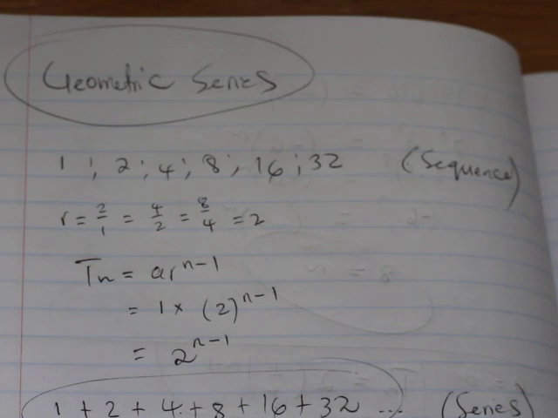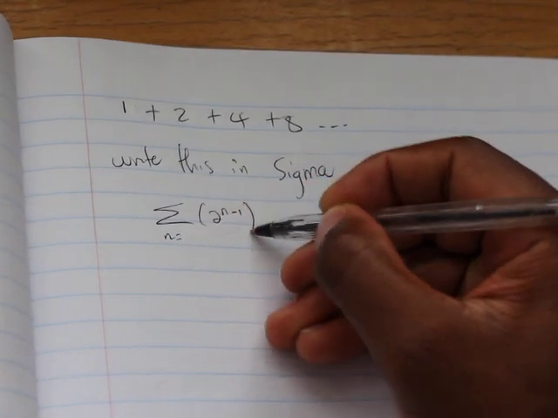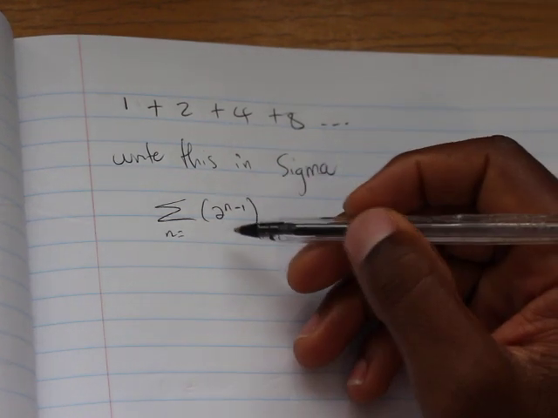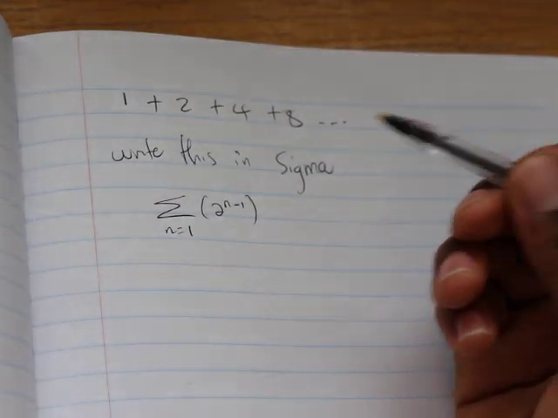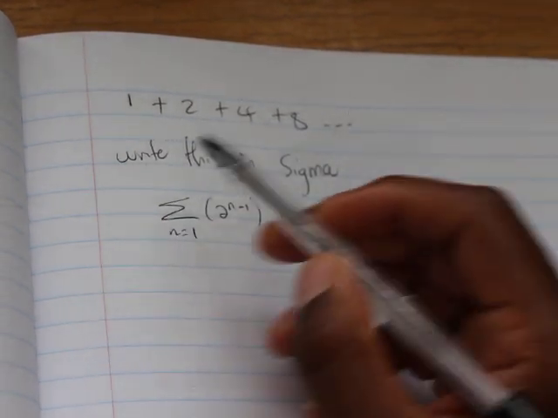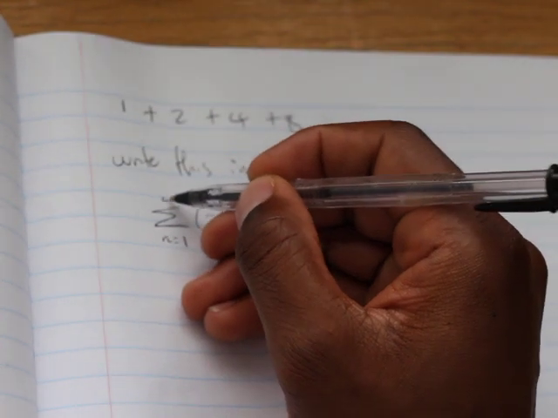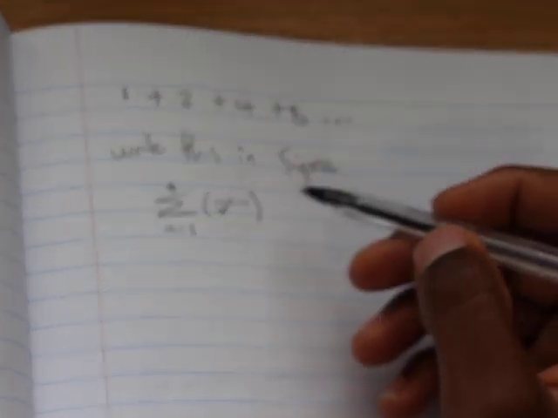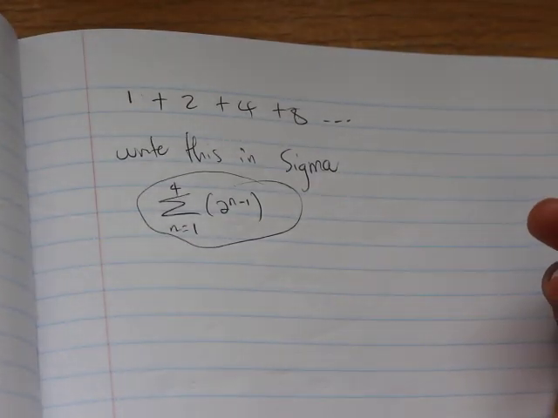Remember, general term is 2 to the n minus 1, so meaning that we can immediately write the 2 to the n minus 1 here. So 2 to the n minus 1, that's the thing that we write there, and then n starts from 1. Okay, so by this sequence here, 1 2 3 4, it ends by term number 4. So that's how you can rewrite that in sigma notation.